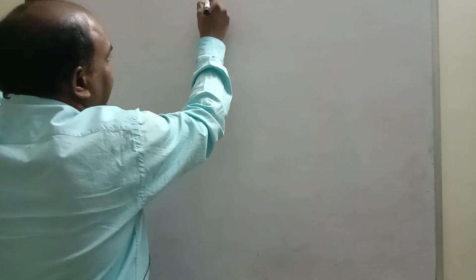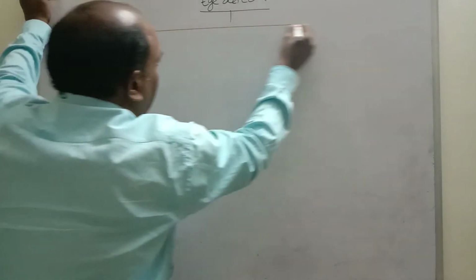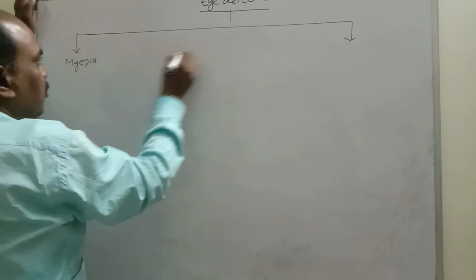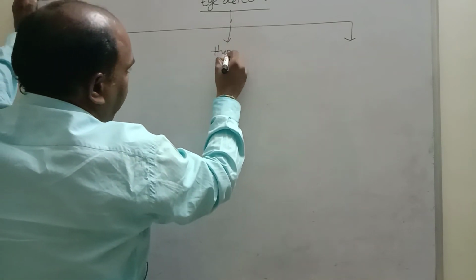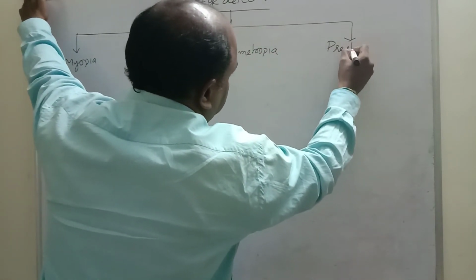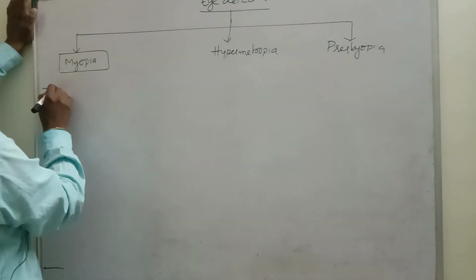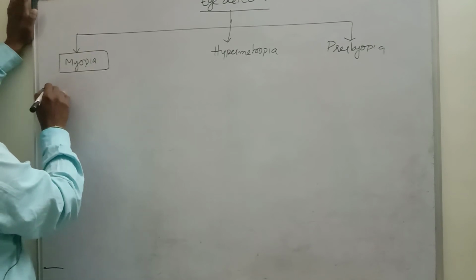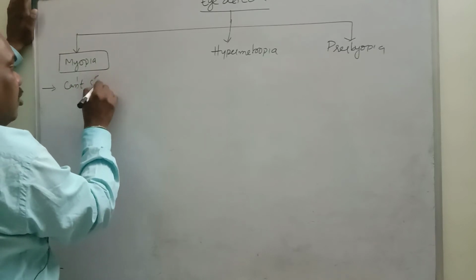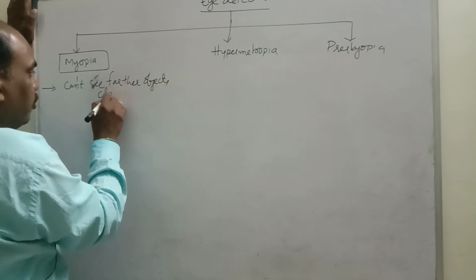Now, eye defects. One flow chart I will write: eye defects. Eye defects are mainly how many types? Myopia, hypermetropia, and last one presbyopia. Now tell me, what is the other name of myopia? Before that, what is meant by myopia? The person who cannot see farther objects clearly.